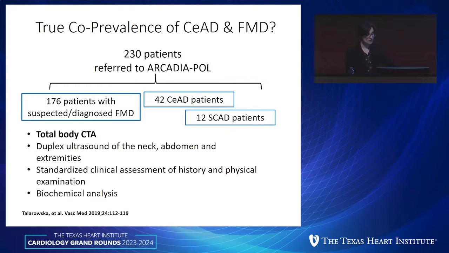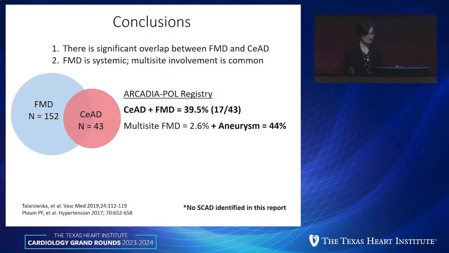And then we have a small study from the ARCADIA-POL group in Poland who looked at patients with suspected or diagnosed FMD, cervical artery dissection, and SCAD. Those patients got systematic imaging head to pelvis. And they found that for the 43 patients enrolled with cervical artery dissection, about 39% also had FMD. So there's definitely clinical overlap present here.